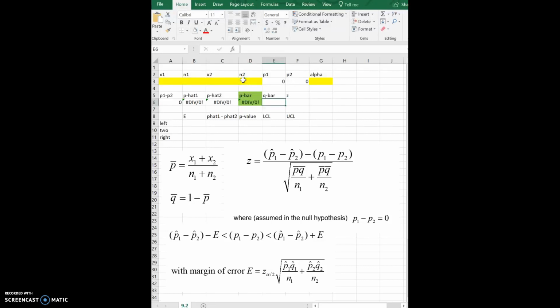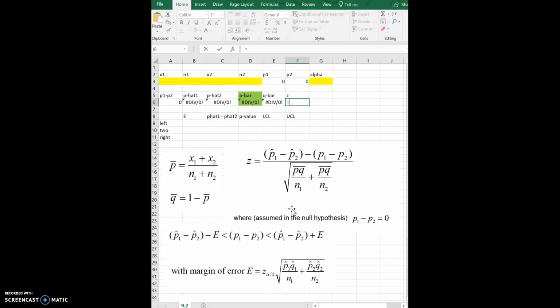And then Q bar, or Q pooled, is the same as Q's been since the beginning. It's just going to be 1 minus P pooled in this case. So 1 minus P bar, P pooled, equals. That's all you have to do. So now we can do this huge long formula for Z. It's a lot easier than you think it is, so bear with me.